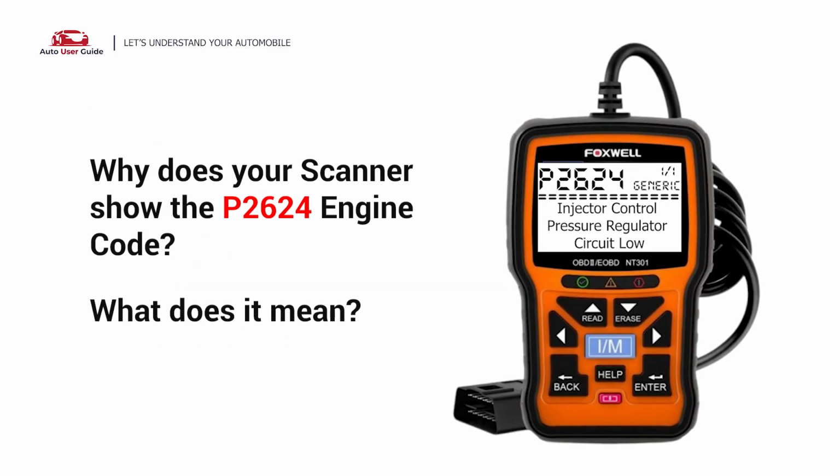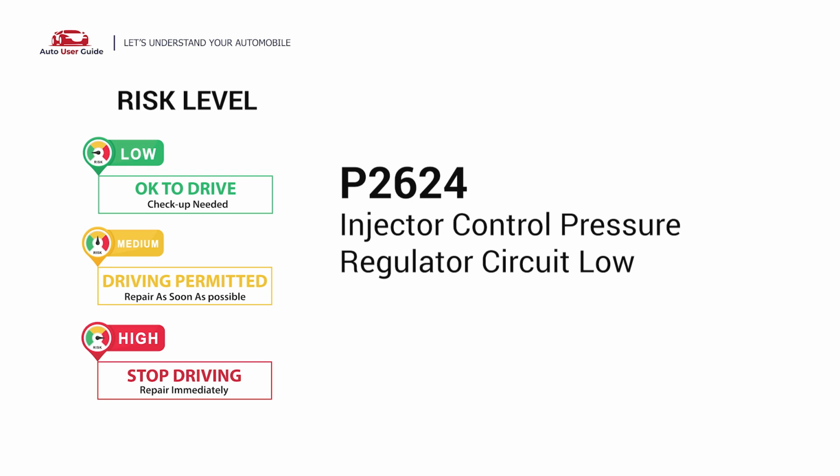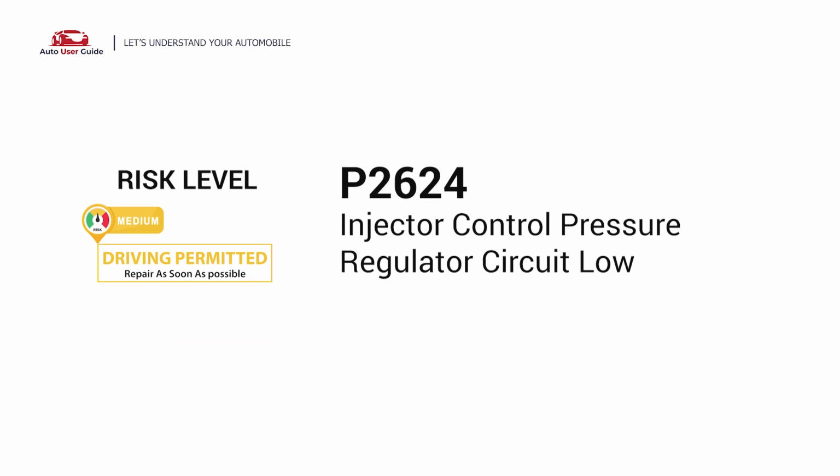Why does your scanner show the P2624 engine code? What does it mean? P2624 is a diagnostic trouble code for injector control pressure regulator circuit low.